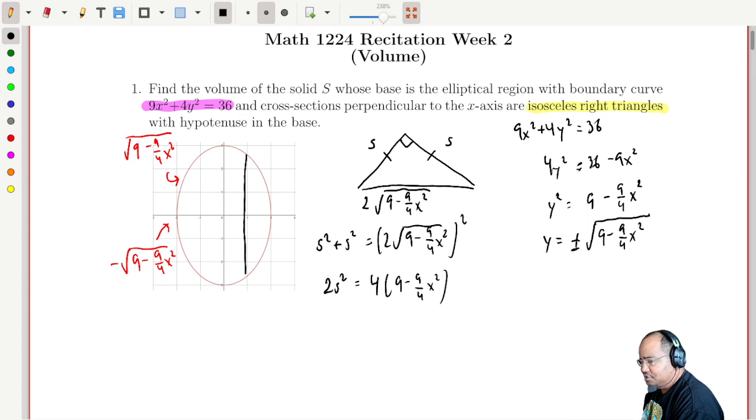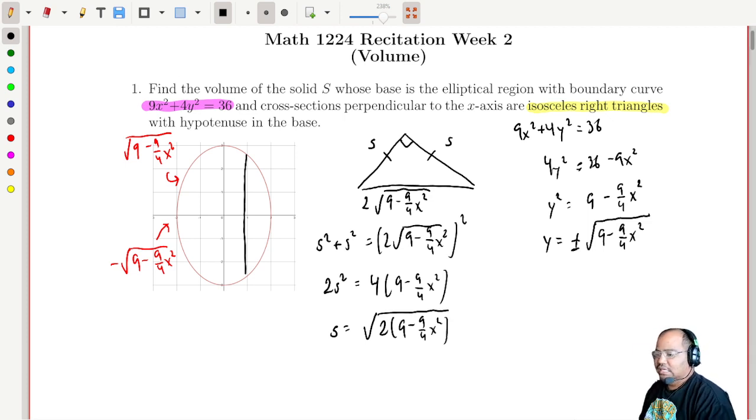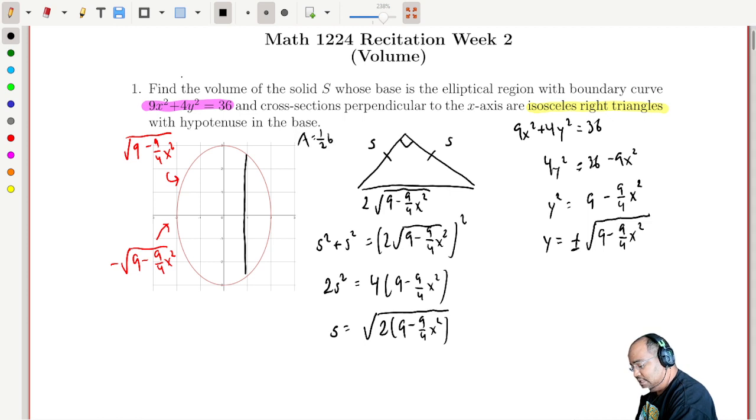Now I can just divide by 2 and take square roots once again. And when we do that, we get that s is equal to the square root of 2 times 9 minus 9 over 4 x squared. Okay? And we remember that the area of a triangle here is half the base times the height. So now we have the area of one of our cross sections located at some position x. Let's go ahead and put that here somewhere.